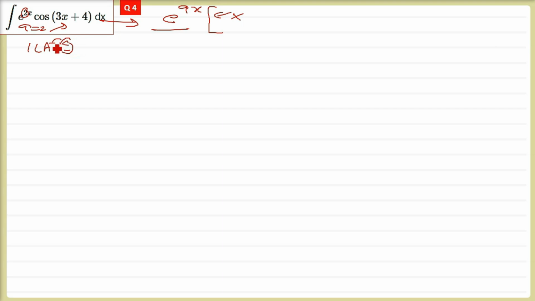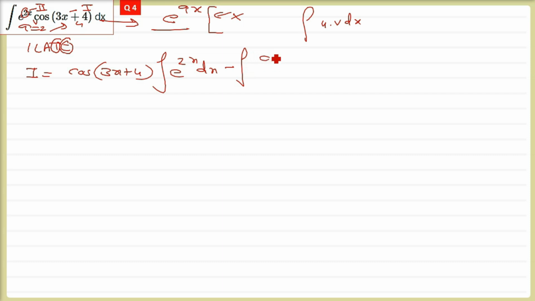So we'll apply ILATE. Trigonometric function will be first, exponential will be second. So u will be cos 3x plus 4, v will be e raised 2x in this case. So integration of u and v dx you already know, and I'll just apply that here. So this I will be cos 3x plus 4 and then the integration of e raised 2x dx minus integration of then differentiation of cos 3x plus 4 and then the integration of e raised 2x dx, and then again it has to be integrated again with respect to dx.